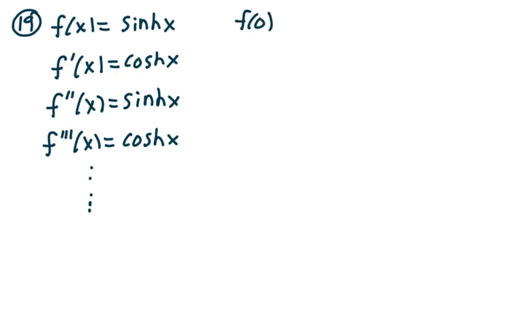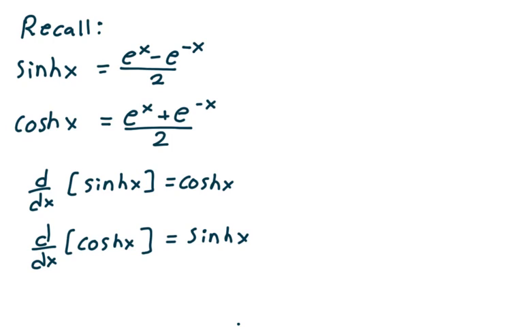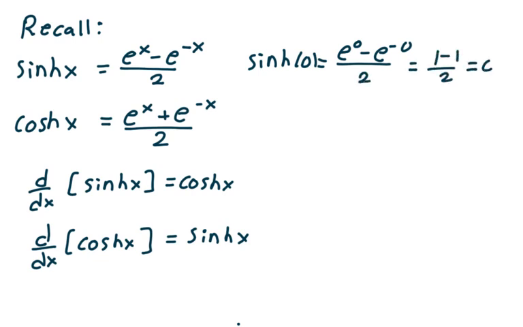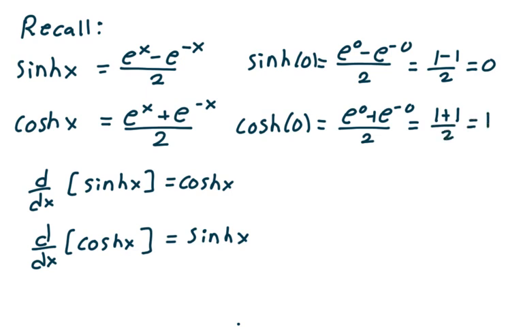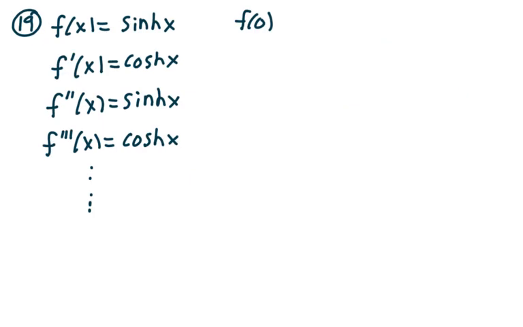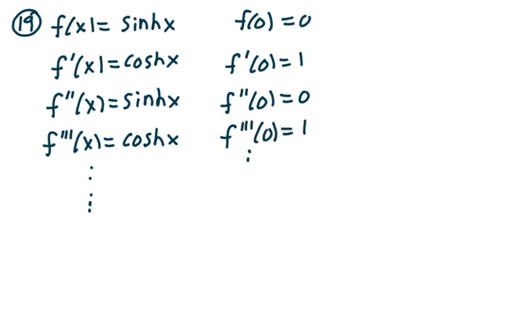Like if I wanted f of 0, now let's go back. If I want hyperbolic sine of 0, this is e to the 0 minus e to the negative 0 divided by 2. That's 1 minus 1 over 2, and that's 0. And then if I want hyperbolic cosine of 0, that's e to the 0 plus e to the negative 0 divided by 2, which is 1 plus 1 over 2, which is equal to 1, which is good to know. So f of 0 is 0, f prime of 0 is 1, f double prime of 0 is 0, f triple prime of 0 is 1, and we keep going.